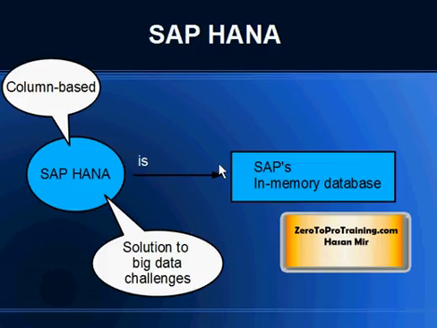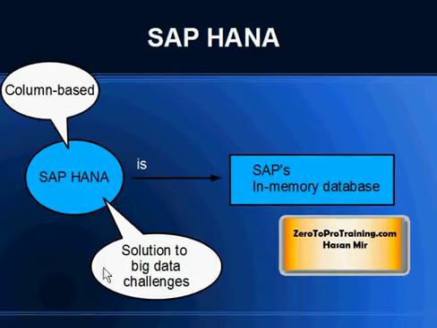SAP had three products that they took advantage of: TREX, MaxDB, and PTime, and they combined the strengths of all these to create SAP HANA, which is a column-based database. In a separate video, I'll talk about column-based versus row-based, but for now understand that compression is very amazing in column-based databases as opposed to row-based databases. So SAP HANA not only keeps the data in memory for faster retrieval, but also does amazing compression. So you can have almost 5 times more data in memory. SAP HANA can address big data challenges, and that's why it's so popular.